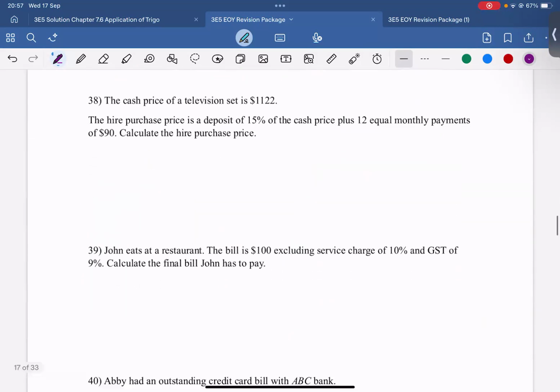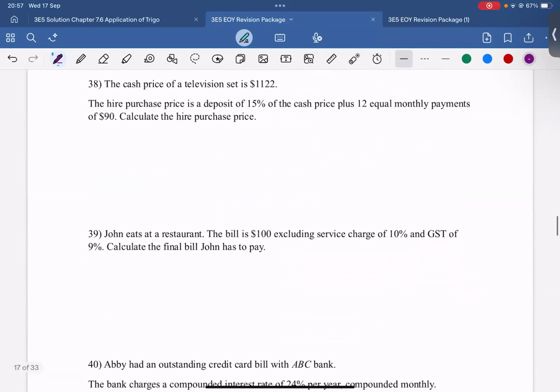The cash price of a television is this. The hire purchase price is a deposit of 15% and 12 equal monthly installments. Calculate the hire purchase price. Logically, should the hire purchase price be higher than the cash price or lower than the cash price?